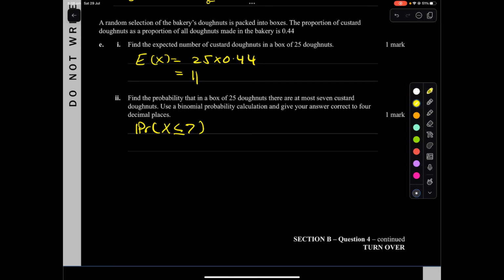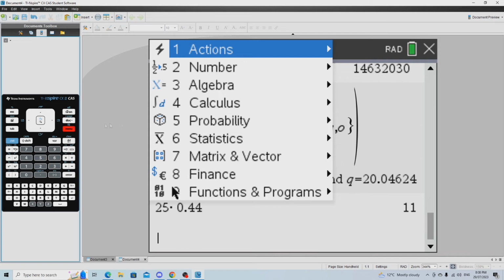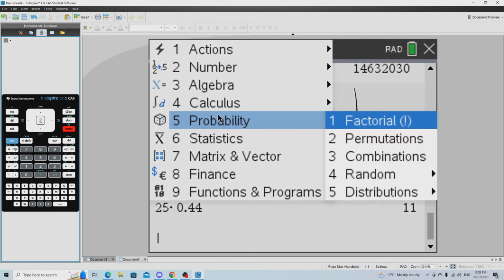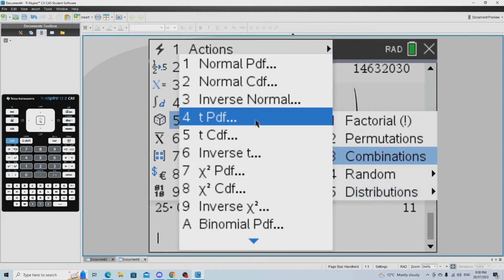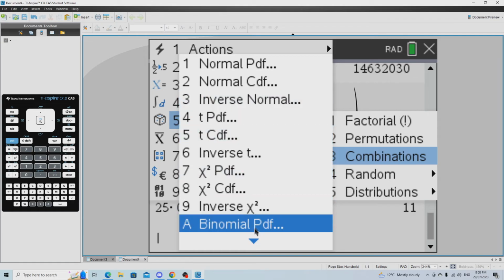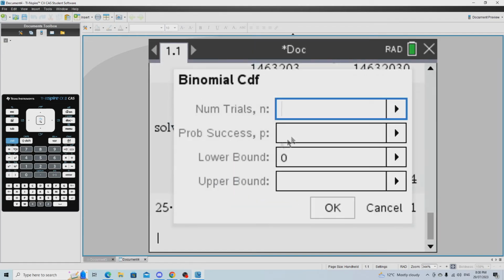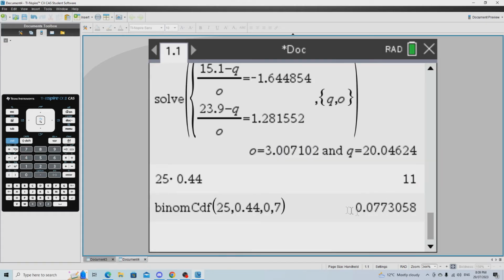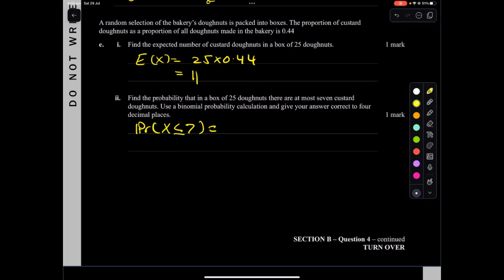Okay, yeah, looks right. So using our calculator, I know that if we go to probability distributions, and this is binomial CDF, number of trials is 25 donuts, your probability of success is 0.44, your lower bound is 0 and your upper bound is 7, giving you the answer, correct to 4 decimal places, 0.0773.